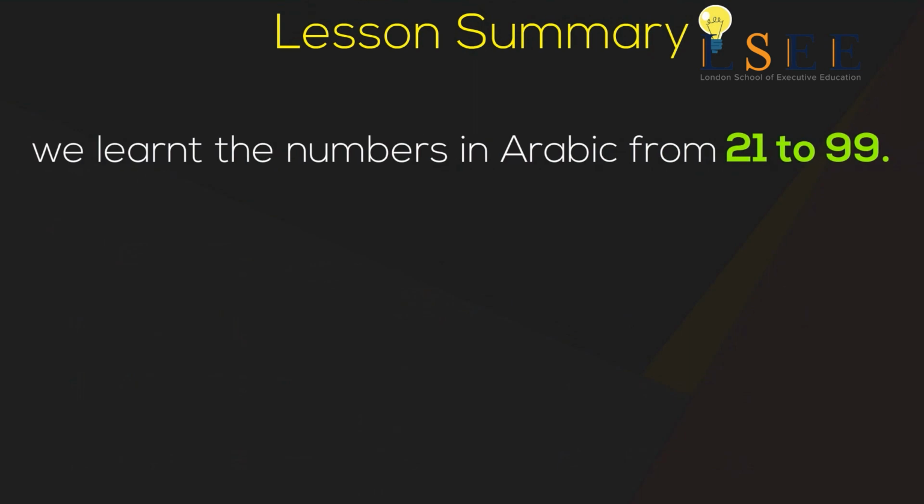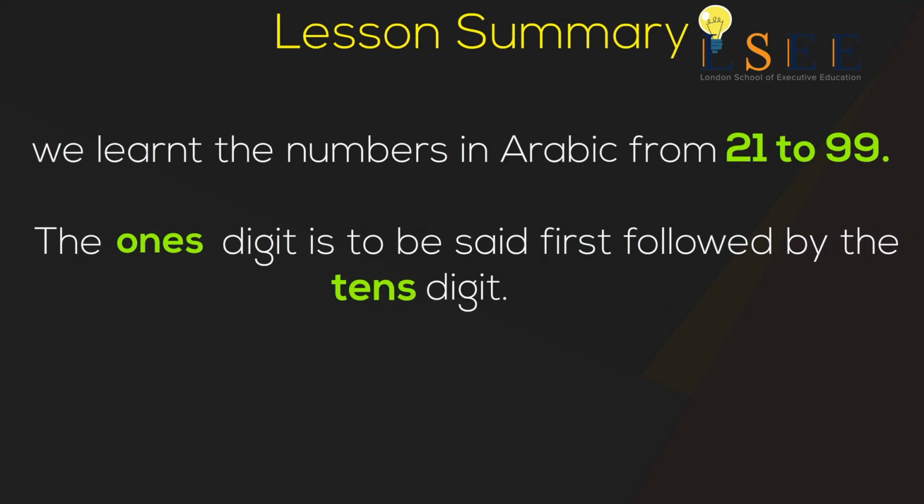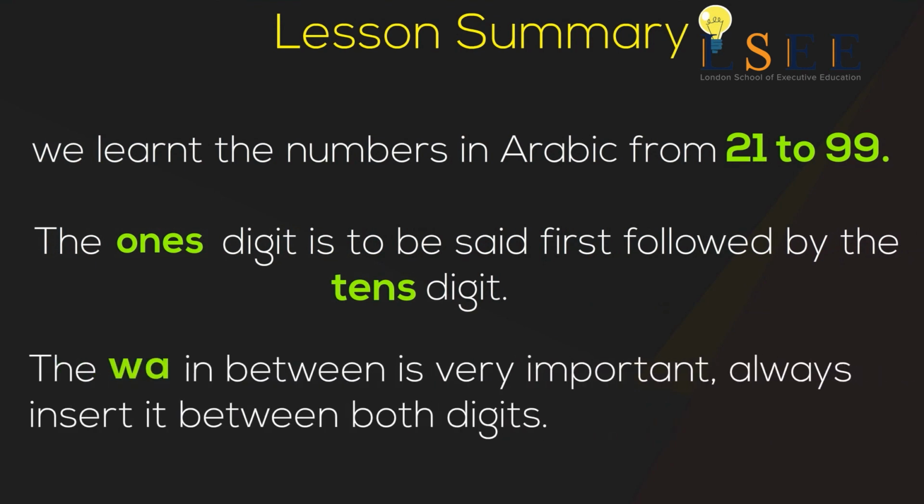In this lesson, we learned the numbers in Arabic from 21 to 99. The ones digit is to be said first, followed by the tens digit. The wa in between is very important. Be reminded to always insert it between both digits.